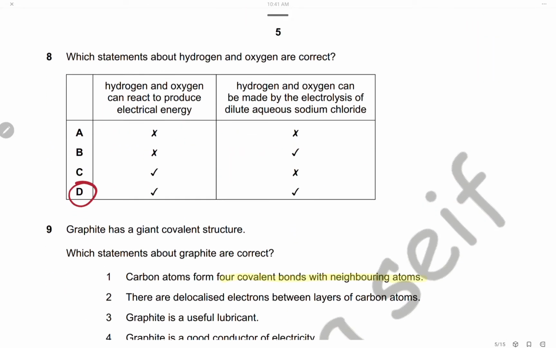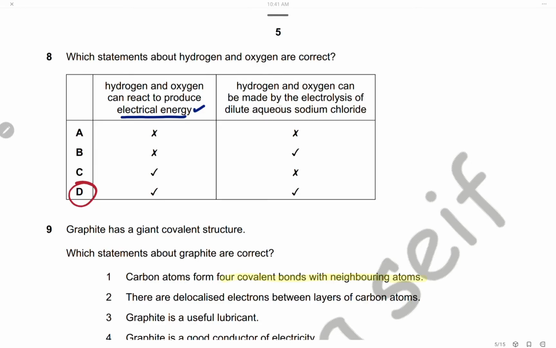Question 8. Which statements about hydrogen and oxygen are correct? Hydrogen and oxygen can react to produce electrical energy. This will happen in the hydrogen fuel cell. Oxygen reacts with the hydrogen and electrical energy is produced. So this statement is correct.